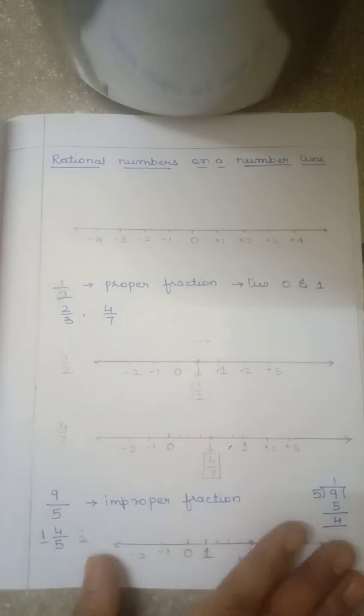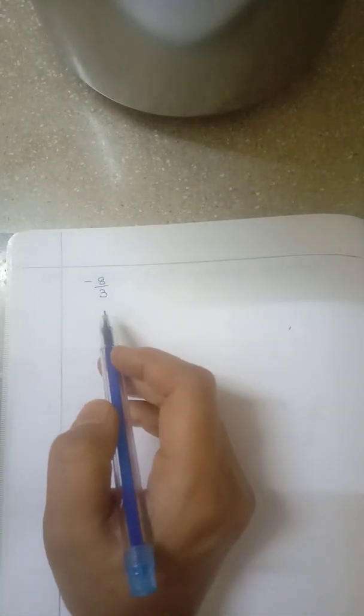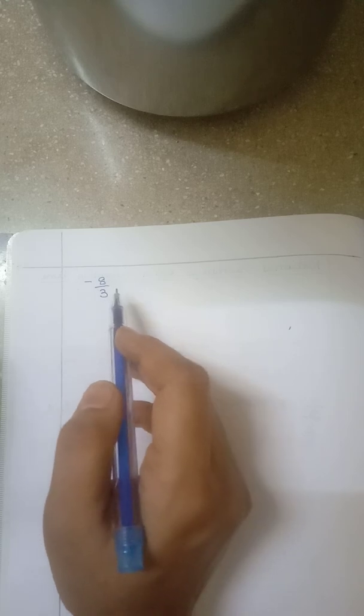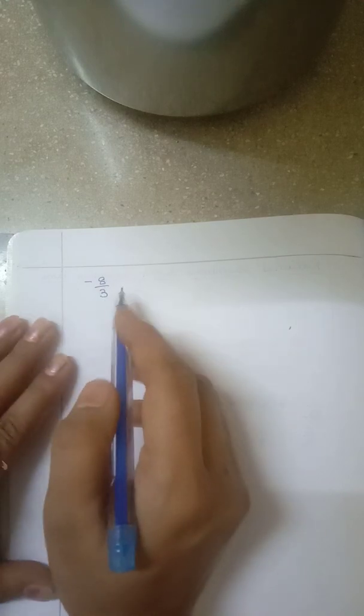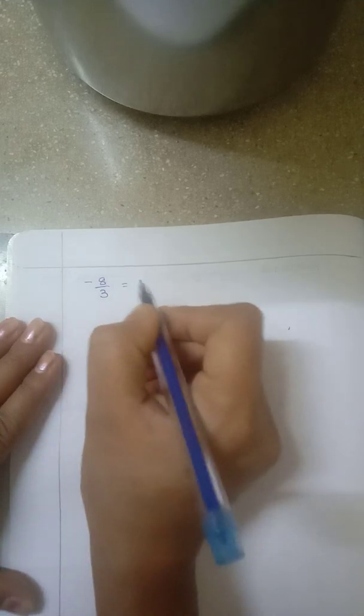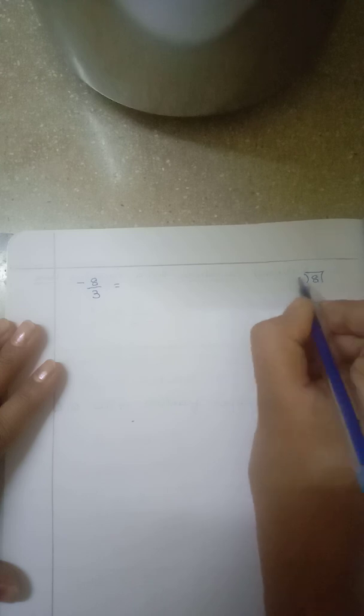Let's take one more example. Minus 8 by 3. You have to locate minus 8 by 3 on the number line. So first see which kind of fraction it is. Is it proper or improper? Now you can see the numerator is greater than the denominator. So it is an improper fraction. So whenever you have an improper fraction, convert it into a mixed fraction. That is, you have to divide 8 by 3.